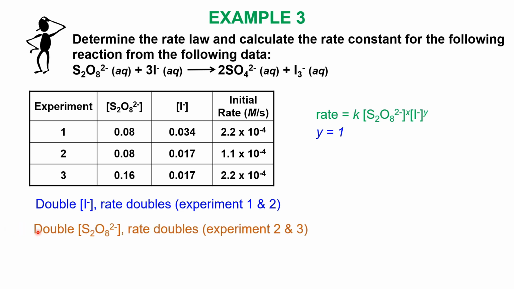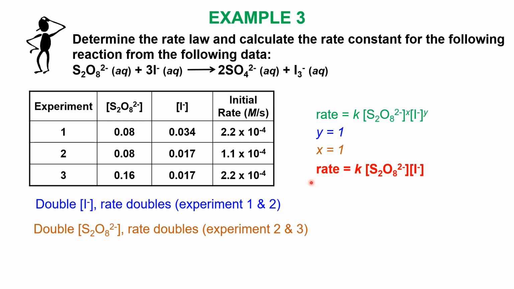Next, if we double the concentration of S2O8 2 minus, the rate also doubles. You can refer to experiment 2 and experiment 3. Therefore, the value of x is 1. That means the order of reaction with respect to S2O8 2 minus is first order. So, the rate law is rate equals k times the concentration of S2O8 2 minus to the power of 1 times the concentration of I minus also to the power of 1.